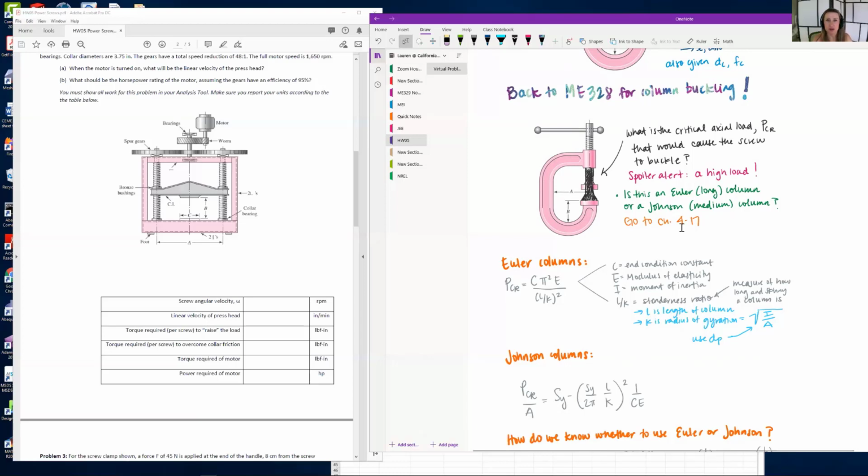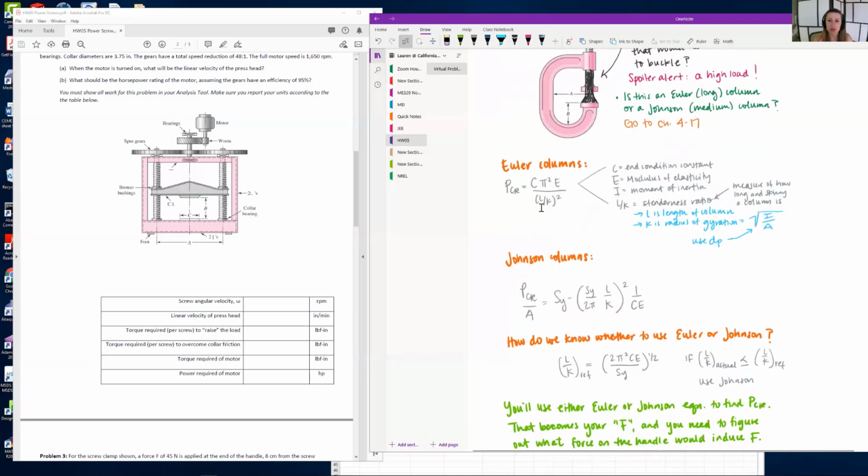So the first thing you're going to have to determine is, is this an Euler or a long column, or is it a Johnson, a medium column? So you can go back to chapter 4-17 in Shigley, although I've provided the highlights here. So Euler columns, the critical load is C pi squared E I over L squared. So C is the end condition constant. You have to look up what that is. You're given pinned fixed column ends as your assumption, E modulus of elasticity, I moment of inertia, L over K.